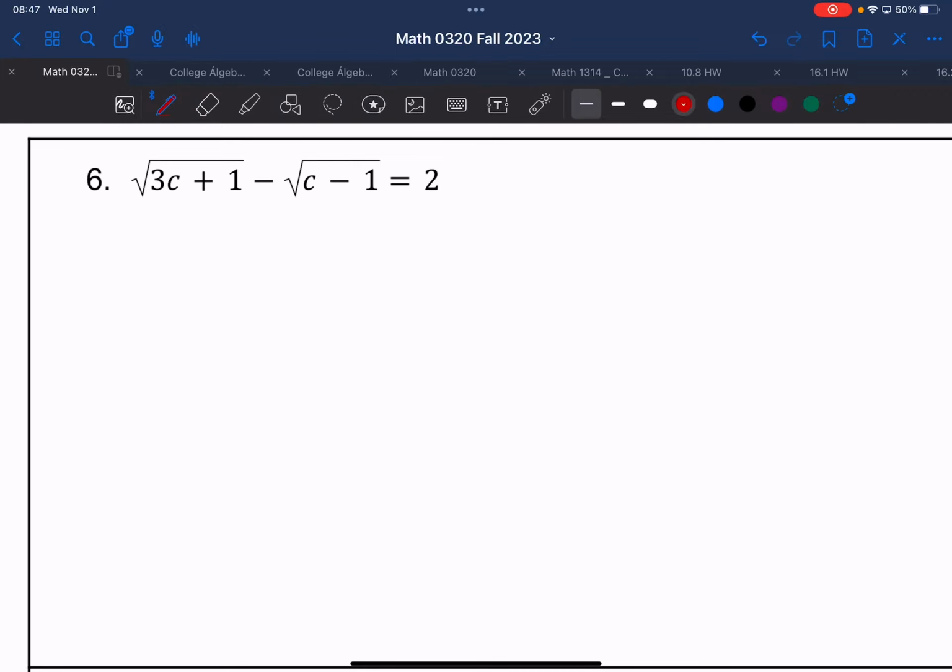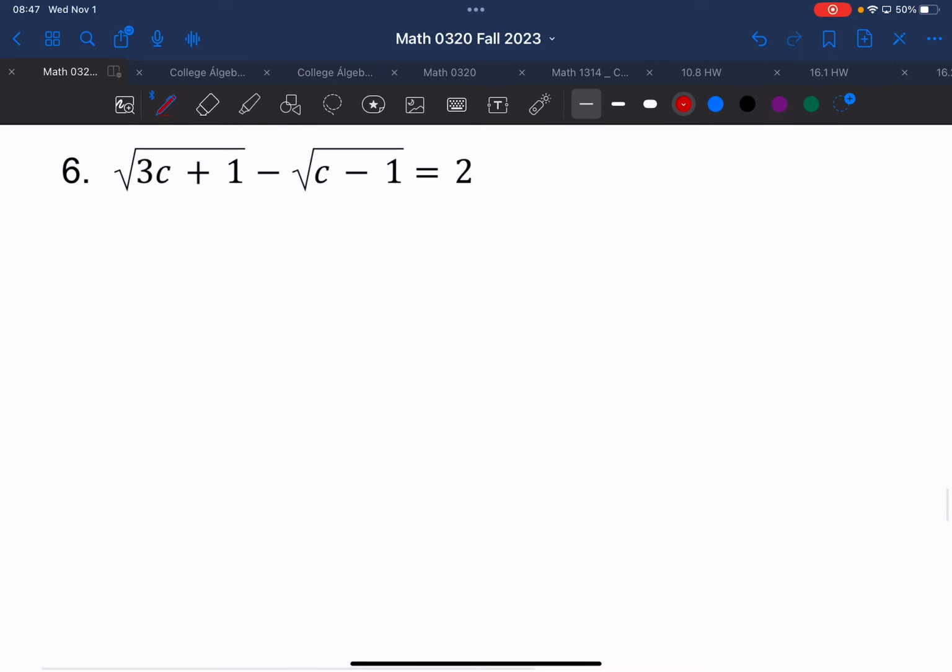Okay, now let's look at 6. So notice on number 6, we have both of our radicals on the same side. Okay? We don't want that. We want one of our radicals to be by itself. So which would be easiest to get by itself, the first one or the second one?